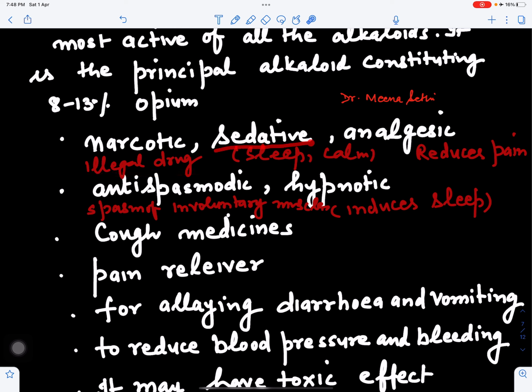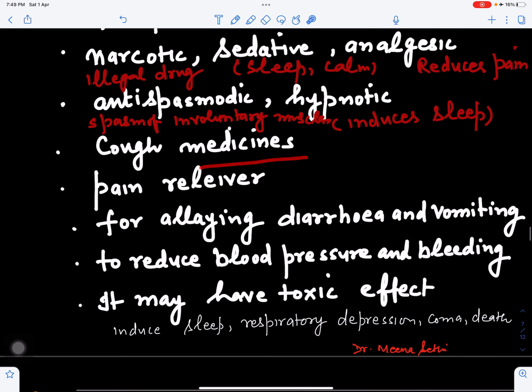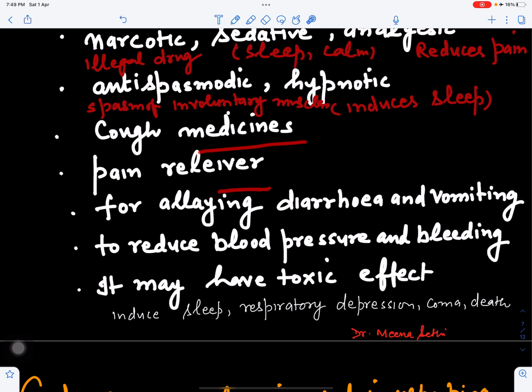This induces sedation, sleep and calmness. This is analgesic in nature; it reduces pain. It is antispasmodic because when muscles contract and expand and bear pain, this is spasm, so spasm of involuntary muscle is controlled. It is hypnotic; it induces sleep. Then it is used in many cough medicines. This reduces pain, so this is a pain reliever.